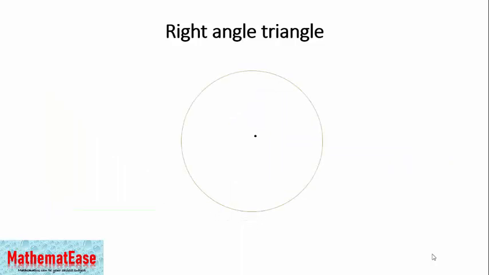Now, I want to tell you another one. If you see a circle and a line that passes through the center, which is known as the diameter, and this diameter forms a triangle inside the circle, that triangle is a right angle triangle. When you have a diameter in a circle, and that line forms a triangle inside that circle, that triangle is a right angle triangle.